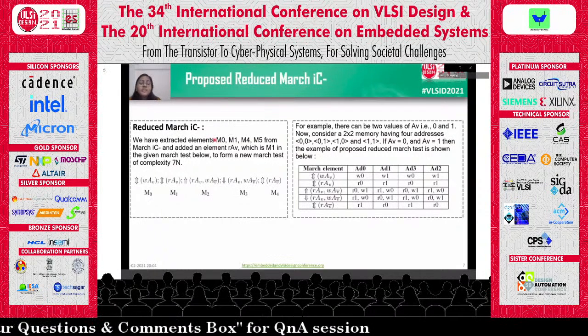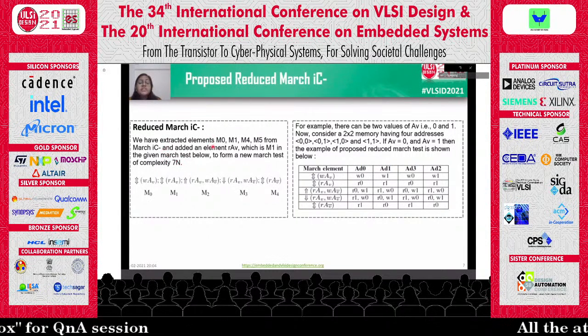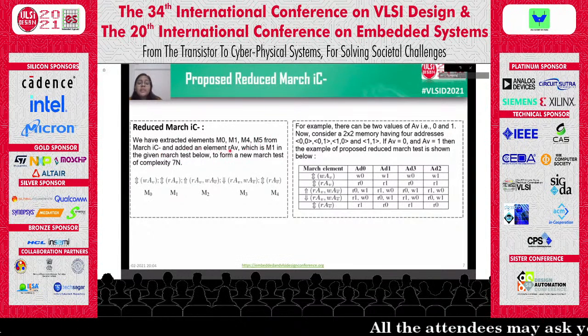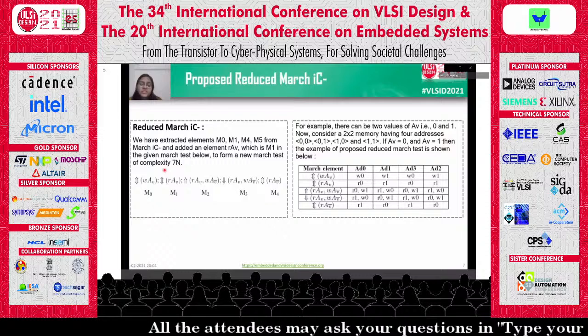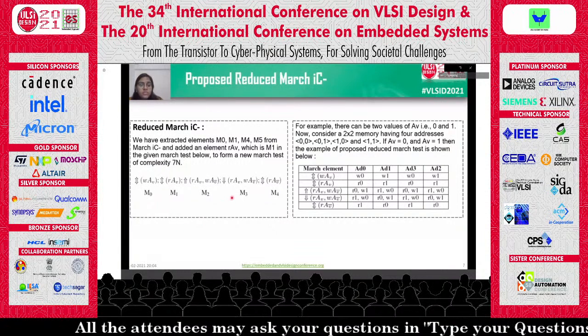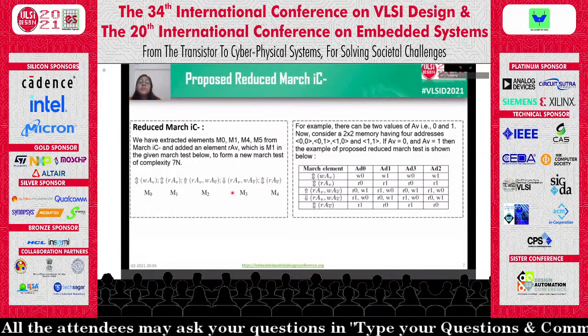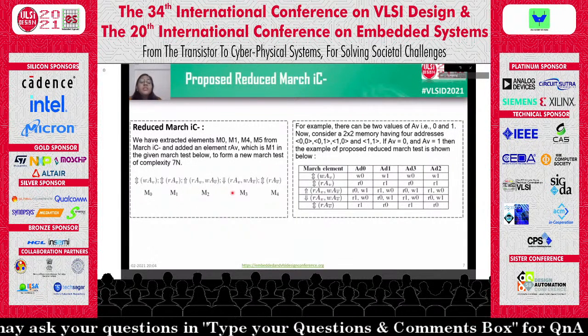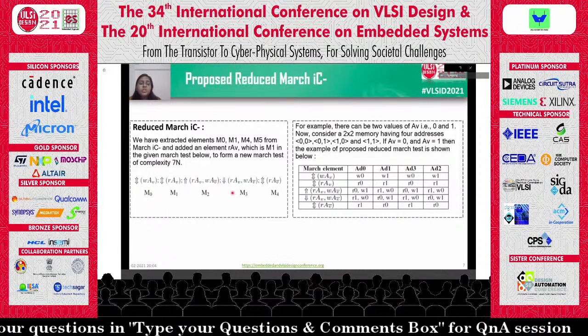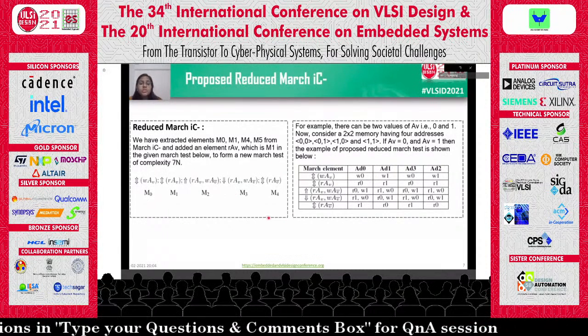Here the complexity directly reduces from 10n to 7n, because we extracted elements M0, M1, M4, M5 from March C minus and added an extra element RAV, which is M1 in the given March test below, to form a new March test of complexity 7n. Through this algorithm, we will be able to detect the ADOF. Our target is to reduce the complexity, that is the length of the March algorithm. Finally, we are able to do this.